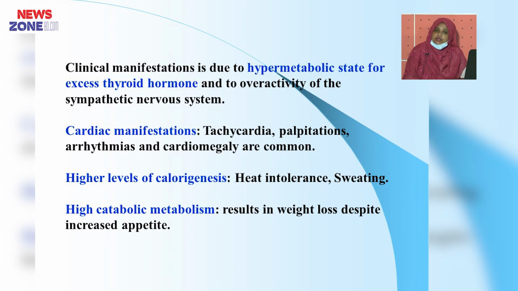Now, coming to the clinical manifestations. As I have already mentioned, it is a hypermetabolic state, and so there is overactivity, sympathetic overactivity, and ultimately there are cardiac manifestations, which include tachycardia, palpitation, arrhythmia and cardiomegaly. And due to a higher level of calorigenesis, the patient may suffer heat intolerance and sweating, and due to high catabolic metabolism, the patient may also suffer from weight loss.